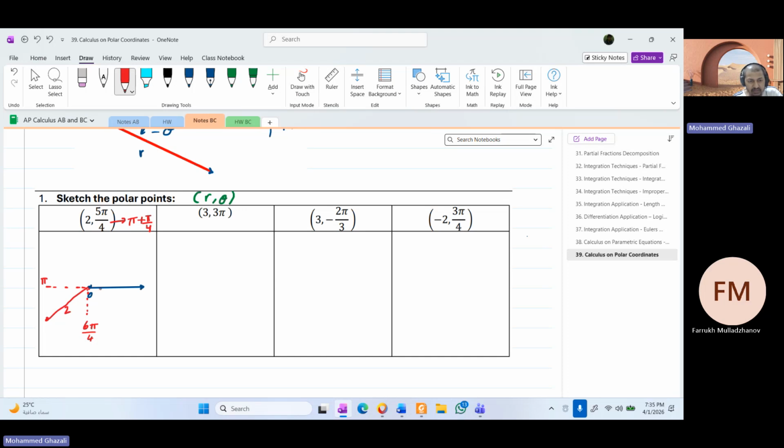So you add 2 here, and you represent the angle, which is 5 pi by 4. Okay? So this is your graph, this part here: the 2, the angle theta, and the polar axis. Next one. Where is 3 and 3 pi?